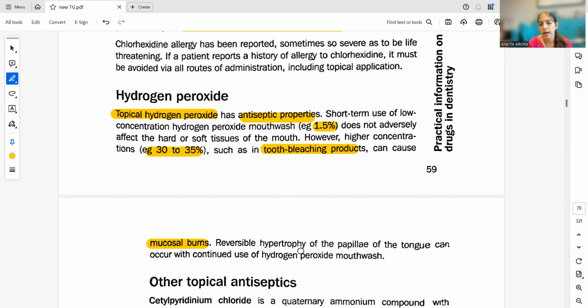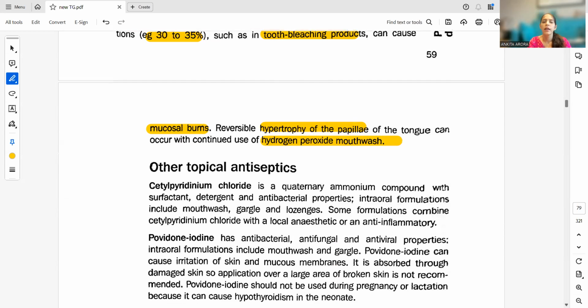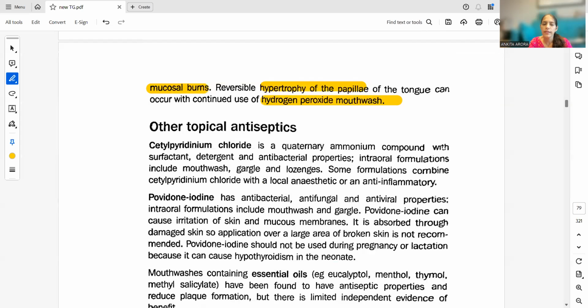Reversible hypertrophy of the papillae of the tongue can occur with continuous use of hydrogen peroxide mouthwash. So hypertrophy of the papillae is a disadvantage and side effect of it. Other topical antiseptics.